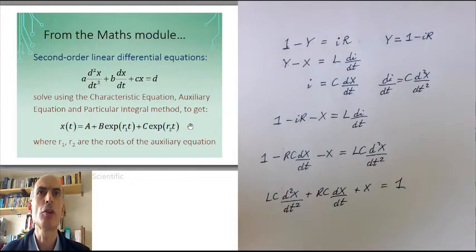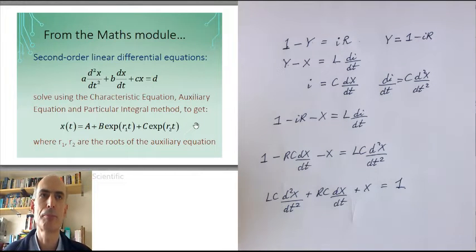And that would result in solutions of the general form x as a function of time: a constant plus a constant times e to the power of r1t plus another constant times e to the power of r2t, where r1 and r2 are the roots of the auxiliary equation.